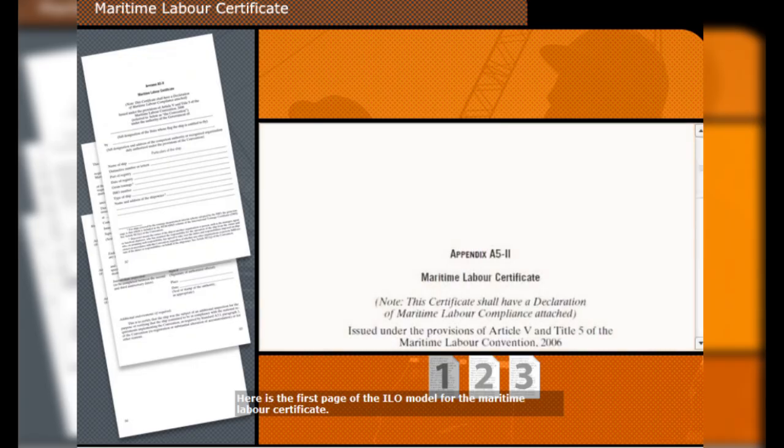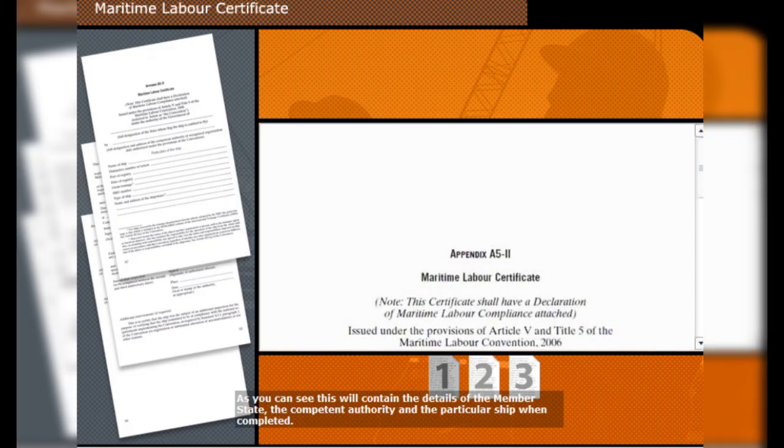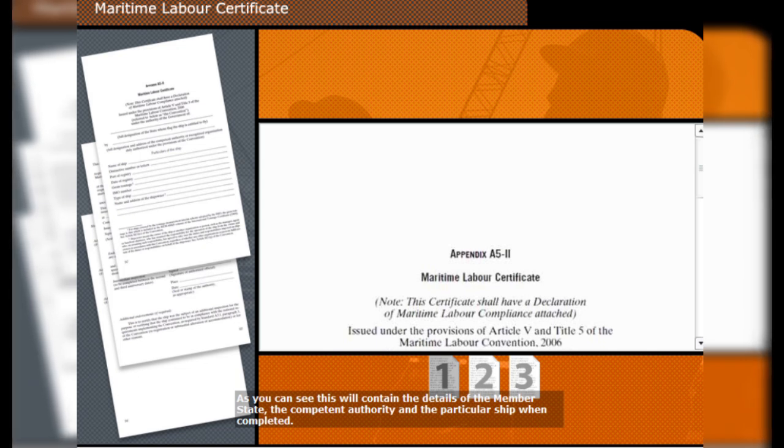Here is the first page of the ILO model for the Maritime Labour Certificate. As you can see, this will contain the details of the member state, the competent authority, and the particular ship when completed.